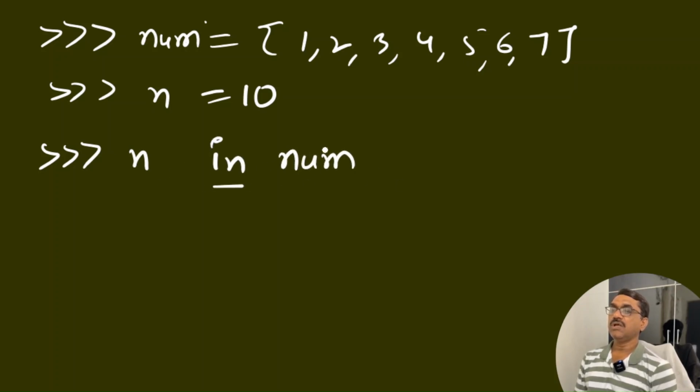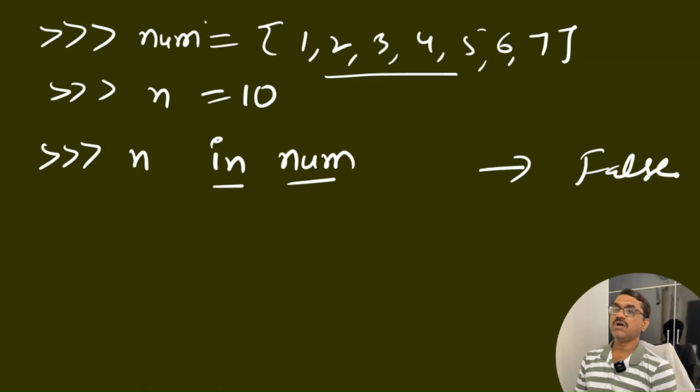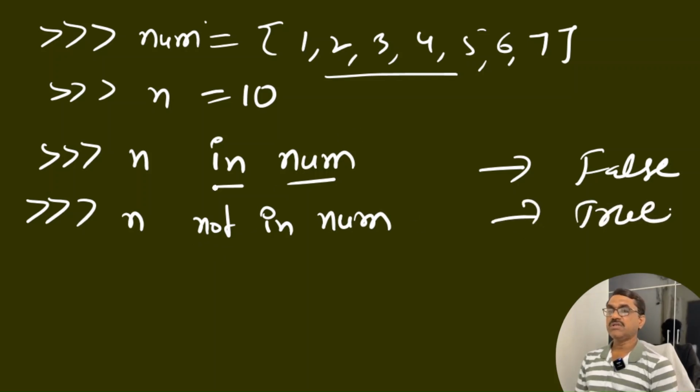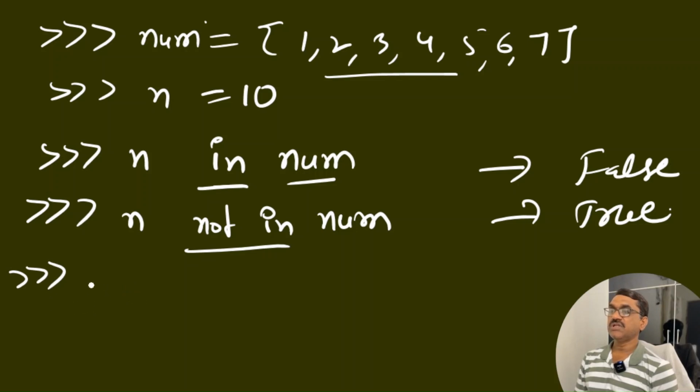n in num. num is the list. Is 10 there in the list? No. In this case, it returns the result false. If I use n not in num, 10 is not there, so in this case it returns true. This is how the membership operators in and not in are going to work. Not only this, you can also use the dictionary. For example, I'm using the dictionary.